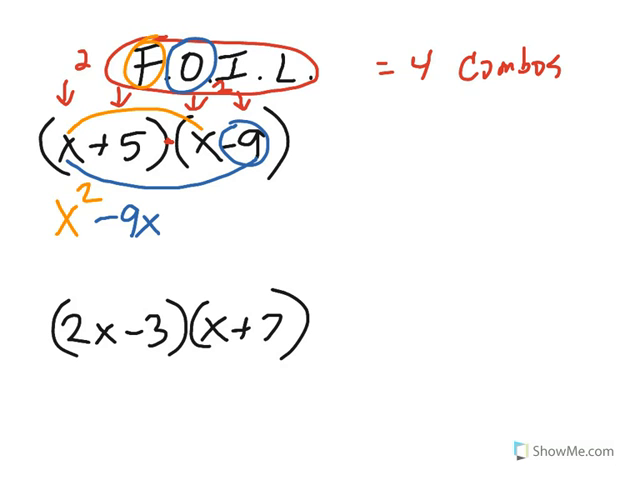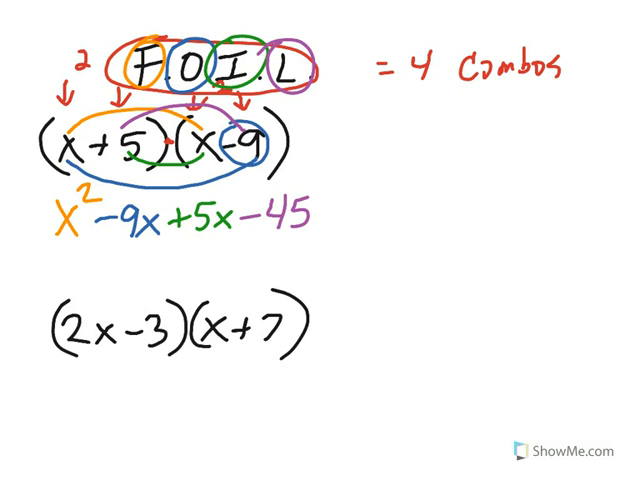Now the one that comes next is I. That's for the inside, so the ones on the inside edges. 5 times x is positive 5x. And my last one, that's what L stands for, is the last term in each grouping. So 5 times negative 9, which gives me negative 45.